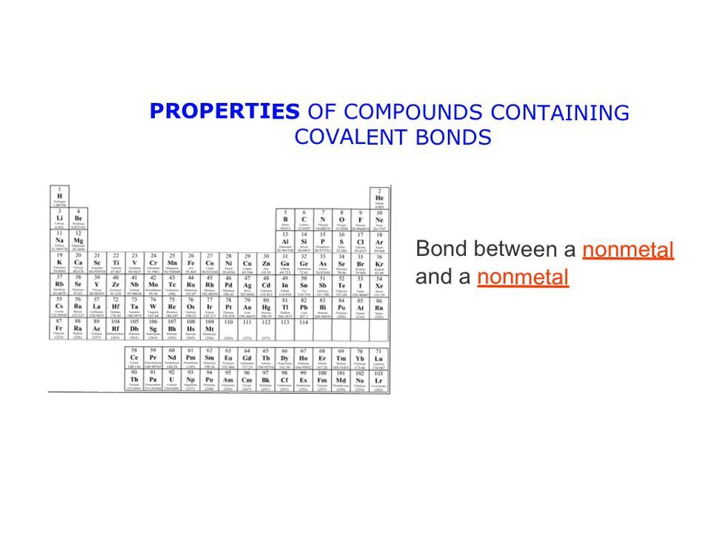So now let's go through and talk about the properties of compounds that contain covalent bonds. So we talked about this. The elements in there are going to have similar electronegativities, right? They're both kind of pulling those electrons. So they're both going to be nonmetals. Now, we also talked about that if it's two of the same nonmetal, it would be nonpolar covalent. Two different nonmetals, it's going to be polar covalent.